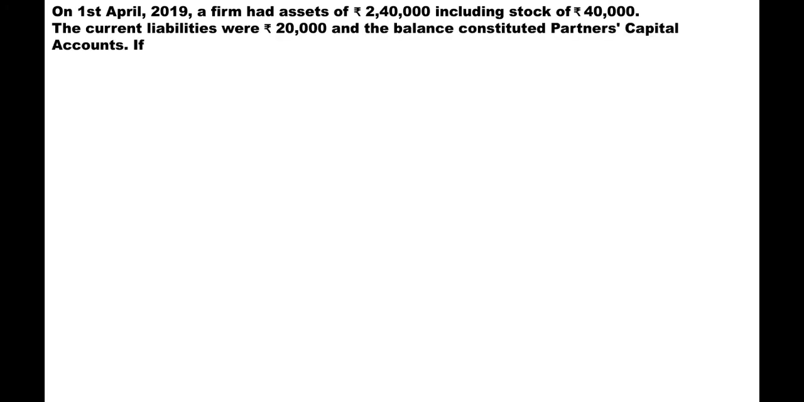On 1st April 2019, a firm had assets of rupees 2,40,000 including stock of rupees 40,000. The current liabilities were 20,000 and the balance constituted partners' capital account. If the normal rate of return is 8%, the goodwill of the firm is valued at rupees 1,20,000 at 4 years' purchase of the super profit. Find out the actual profit of the firm.